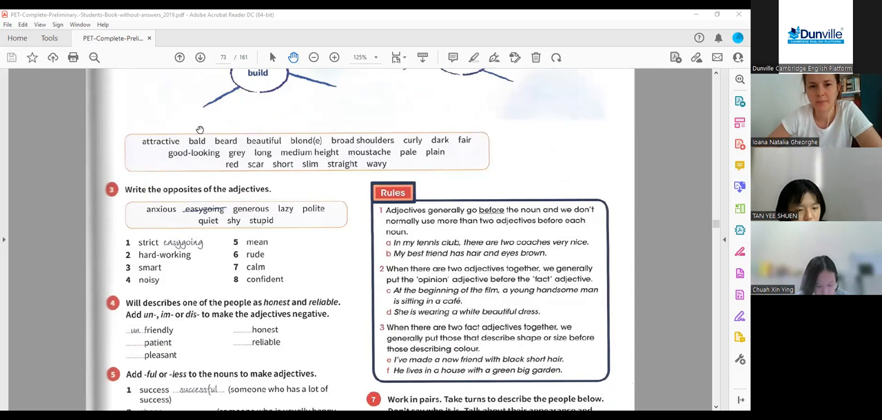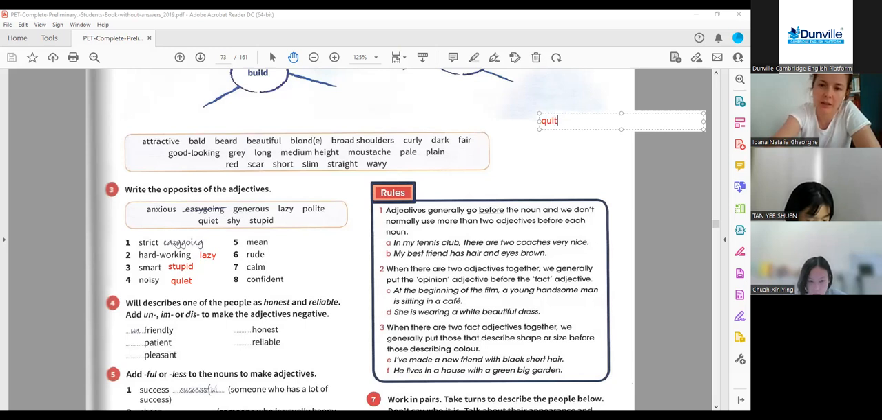Tan. Lazy, that's it, lazy. Well done. What's the opposite of smart? Stupid, yeah, stupid. What's the opposite of noisy, Tan? Quiet. Don't confuse it with quite, with the other spelling. Quite funny. Quite tall. Yeah, that's an adjective, and this is an adjective as well.